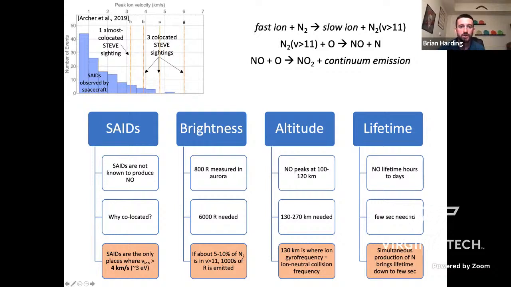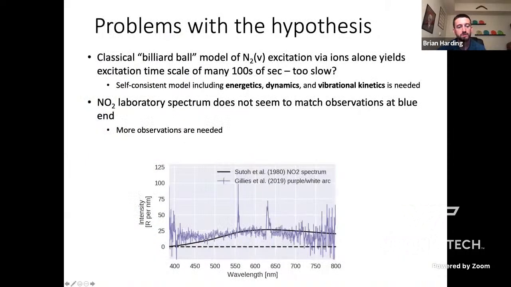And finally, the lifetime. I'll just mention briefly that this mechanism also produces ample atomic nitrogen. So if you compute the lifetime of this, that brings the lifetime down to a few seconds. So even though this creates massive amounts of NO, any individual NO particle goes away rather quickly, and that allows STEVE to be transient, narrow, and dynamic. So this is all encouraging. There are also a few problems with this hypothesis that I'll just point to our paper for, because I'm running low on time.